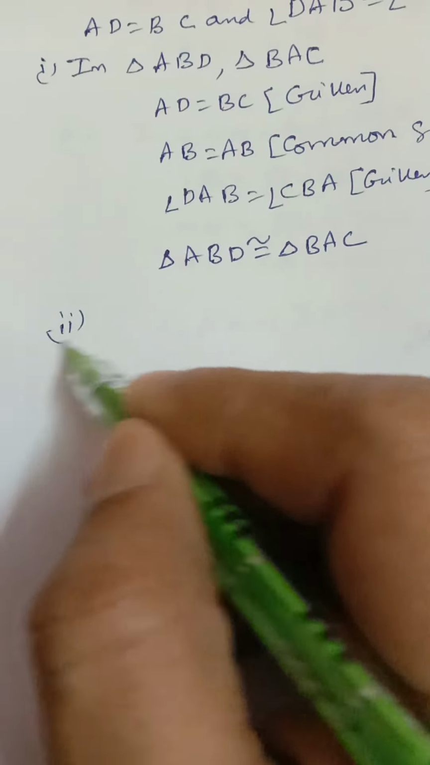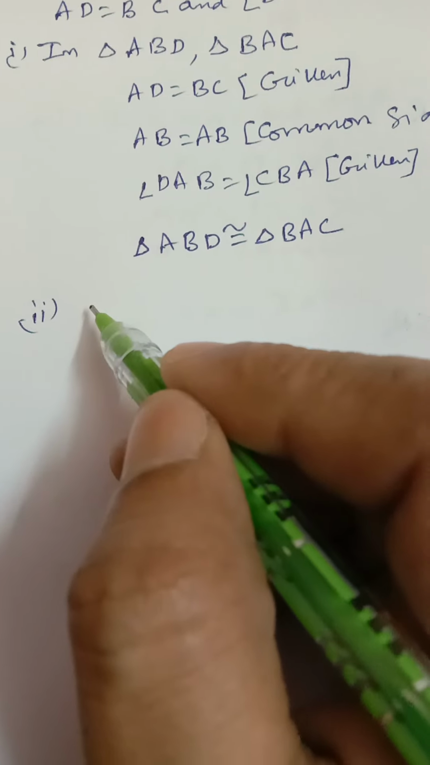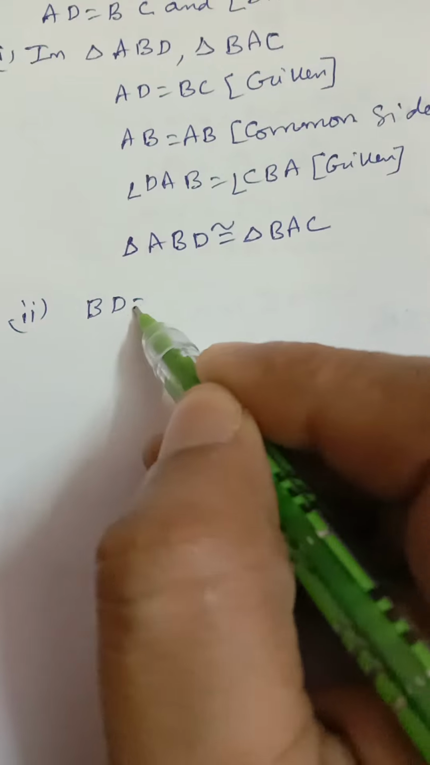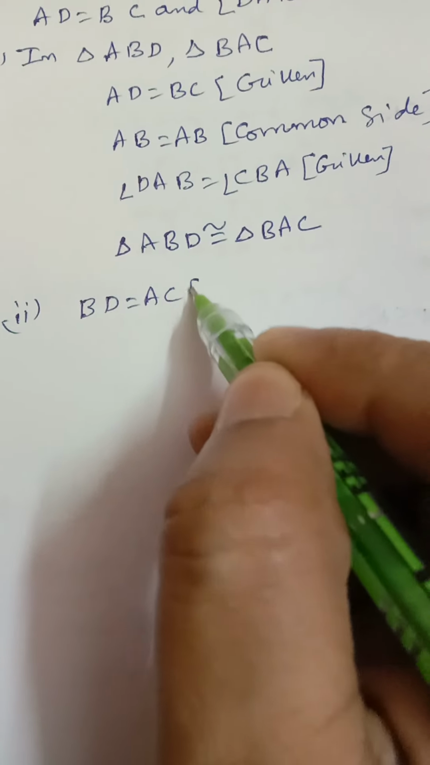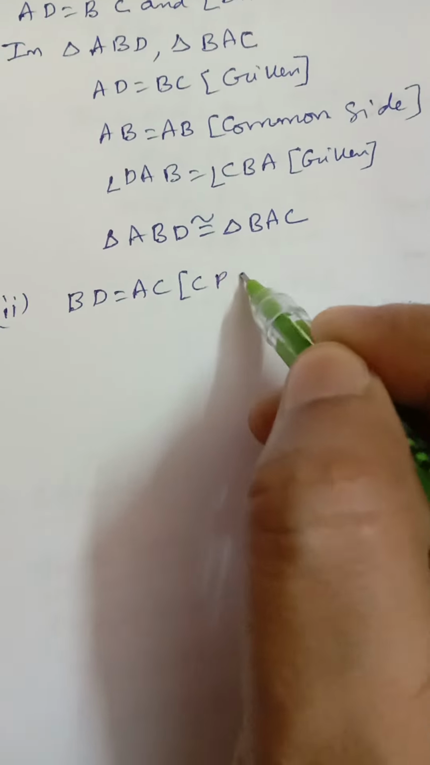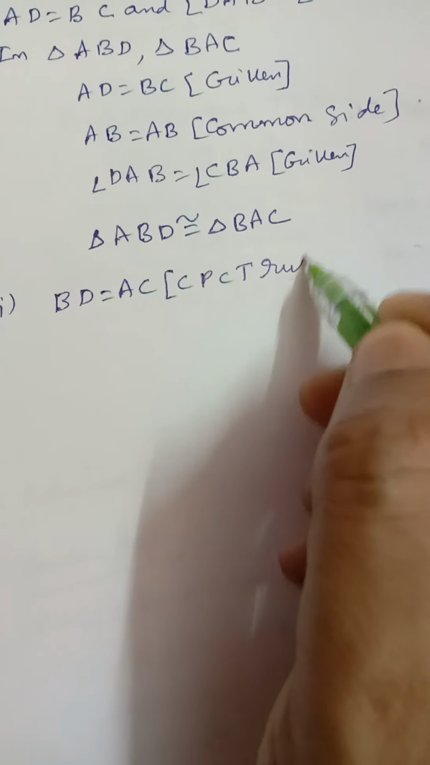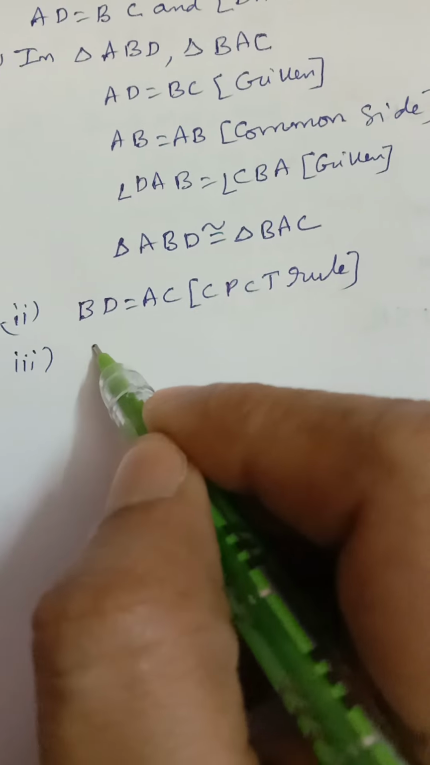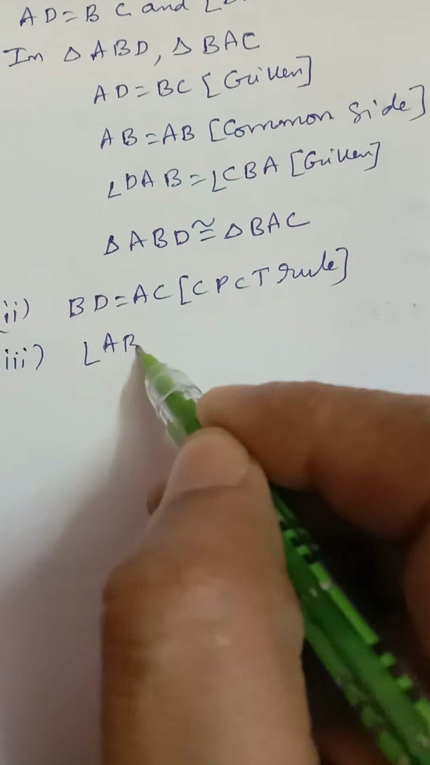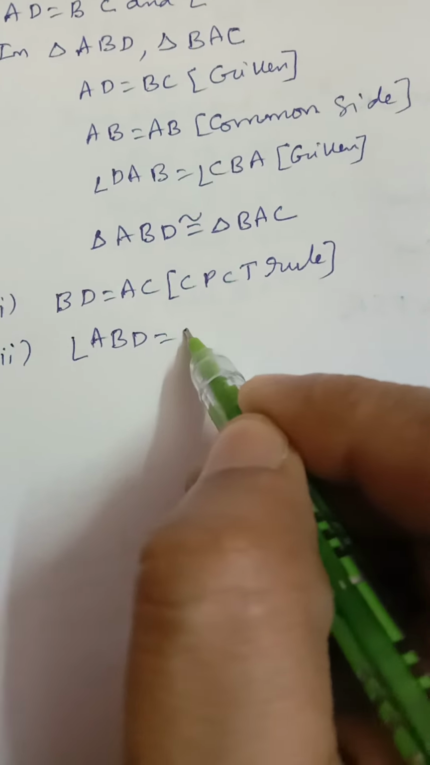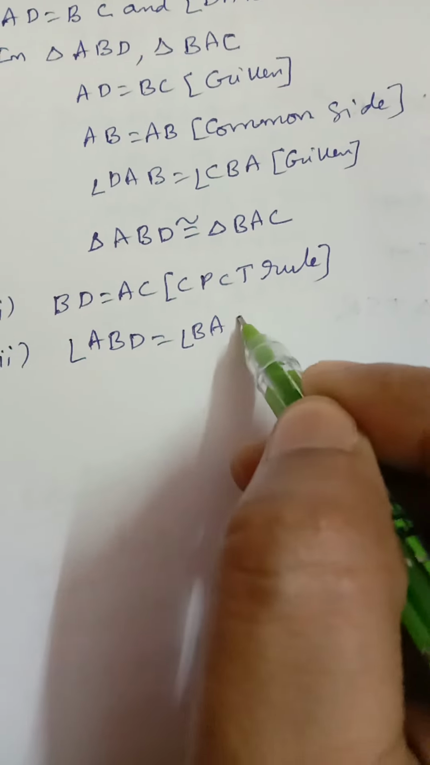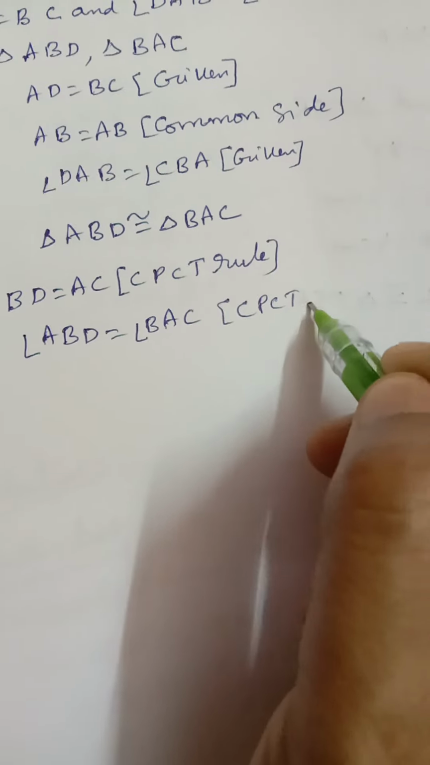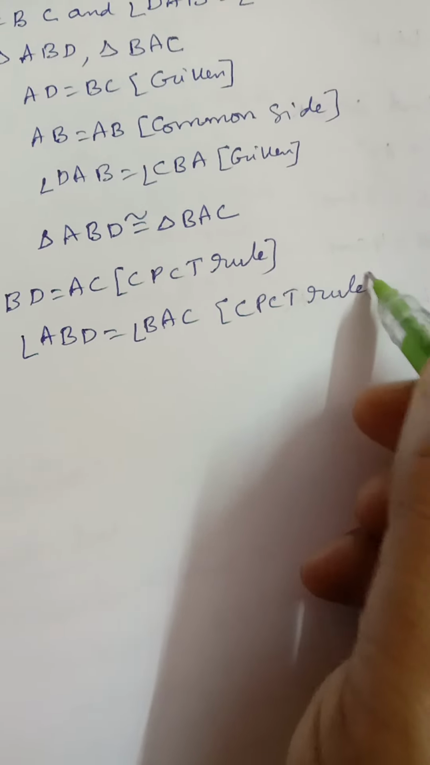Second one, from 1b, BD is equal to AC by CPCT rule, and angle ABD is equal to angle BAC by CPCT rule.